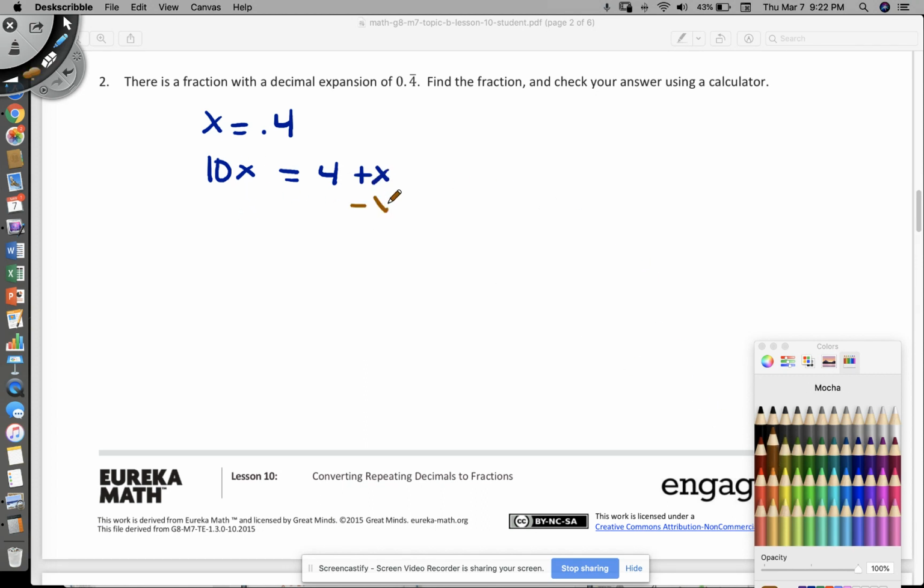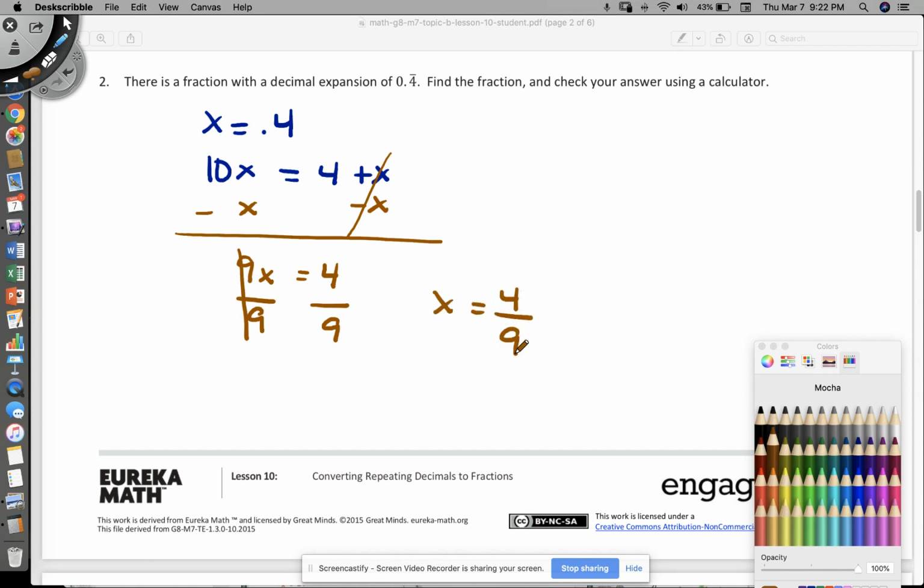I'm going to subtract that x from that side because I want to eventually find out what x is. So I'm combining those. 10x minus 1x gives me 9x. Bring down your 4. And now we want that x by itself so we can solve for it. We divide by 9. And my answer here is x equals 4/9.